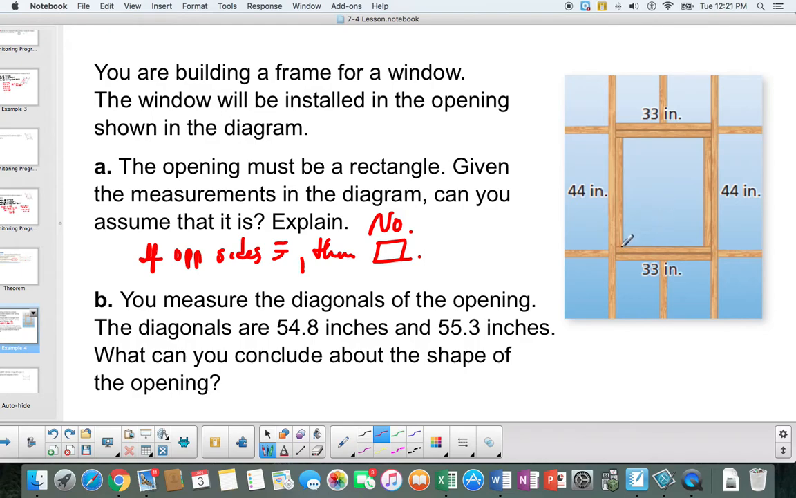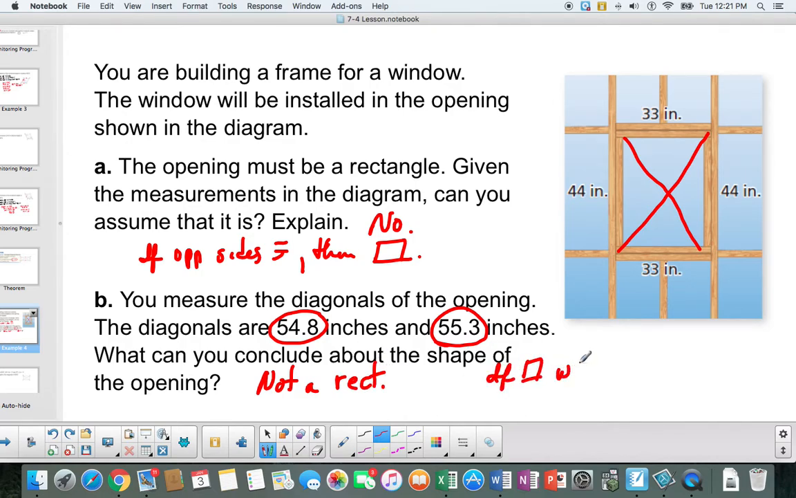Okay, so part B, we're going to take some more measurements. We're going to find this measurement, which is 54.8, and this measurement right here, which is 55.3. So these are diagonals, and the diagonals are not congruent. So what can we conclude about the shape? We can say that it is not a rectangle, because if it's a parallelogram with diagonals congruent, then we can say it's a rectangle. And unfortunately, the diagonals are not congruent. So the frame is a parallelogram. That's the best we can say about this.